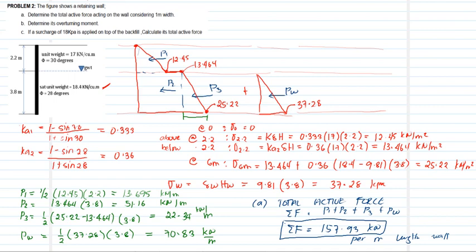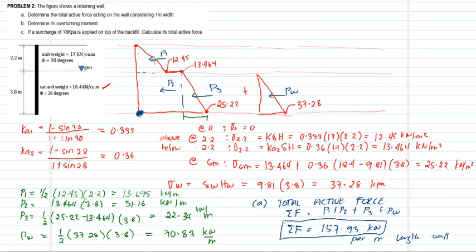Okay, so for letter B, we have to determine its overturning moment. So, ano daw yung magiging overturning moment natin? And to solve the overturning moment, we have to take the moment ng forces natin dito sa ating base, diba? Kasi, pag nag-moment tayo dito sa base, yan yung magiging moment para mag-overturn yung ating wall, diba? So, isolve natin, mag-moment tayo dito sa base para makuha natin yung overturning moment.